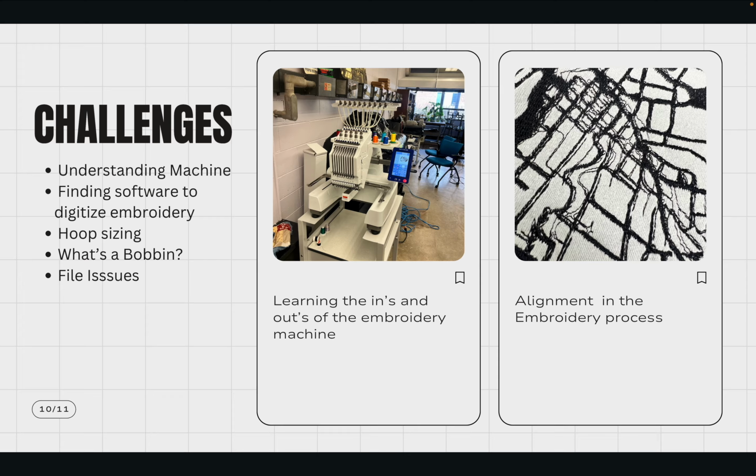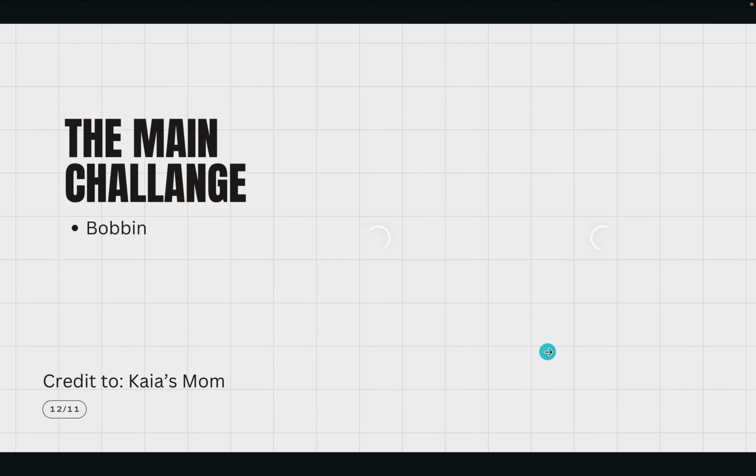What's a bobbin? I'll get into that on the next slide. And then file issues, like I was talking about earlier, just kind of getting the embroidery machine to read the file correctly. This was a lot of alignment issues. My file wasn't as clean as it should be, and after I went through and cleaned up all these little underlying marks, the process went a lot smoother.